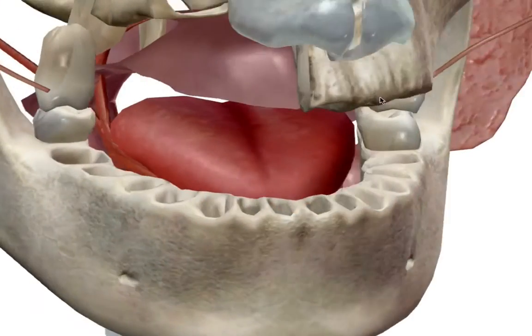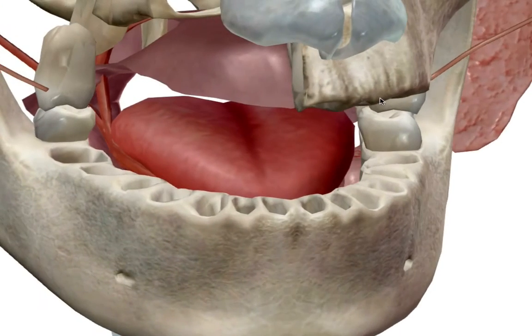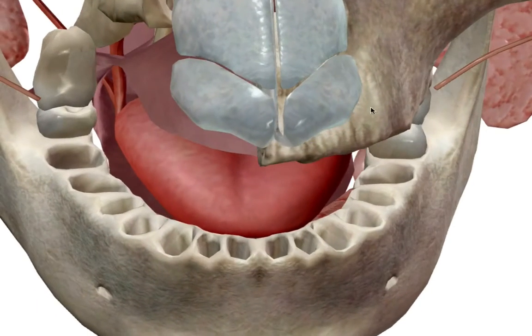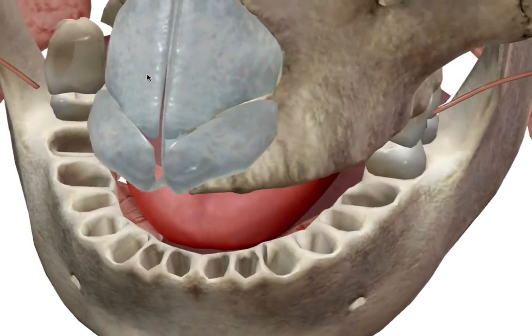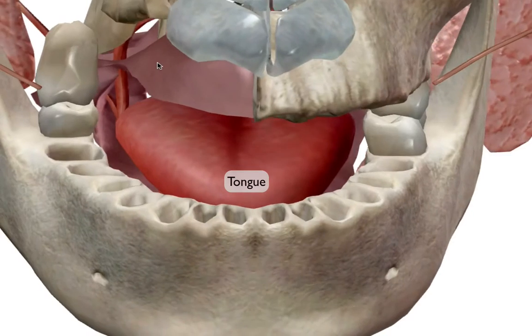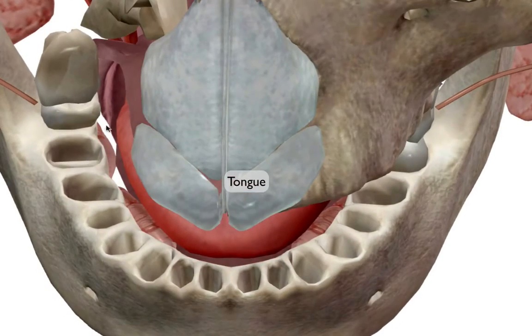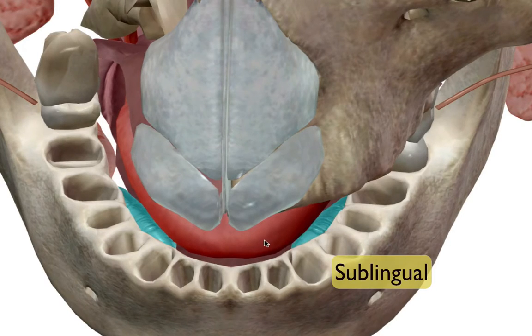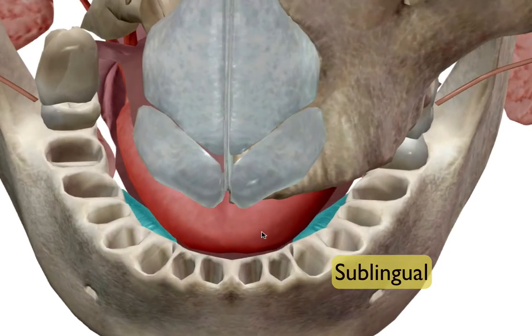You'll notice that I removed the upper and lower teeth and the gingiva, and also part of your maxilla right here, the right maxilla. So we can take a look, and you can see the tongue. In the next shot, I'm going to remove the tongue so we can see underneath the tongue. In fact, you can kind of see these glands right here. These are your sublingual salivary glands. Let me remove the tongue so you can get a better view.